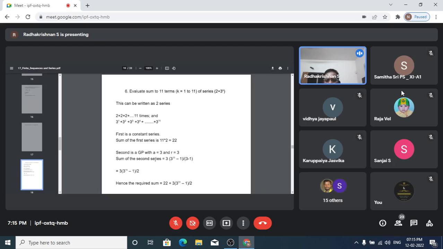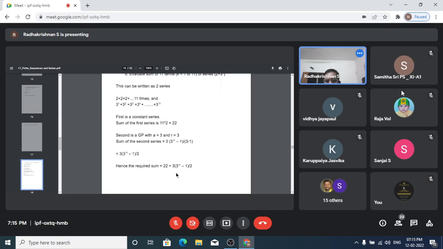So the second is a GP. It has a equal to 3 and r equal to 3. Sum of the second series will be a into r power n minus 1 by r minus 1. So 3 power 11, I didn't evaluate. I just left it like that. You can calculate if needed, but otherwise you can leave it like this also. Required sum will be 22 plus 3 into 3 power 11 minus 1 divided by 2.